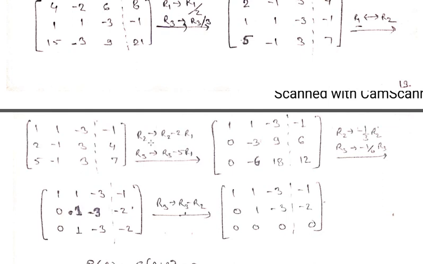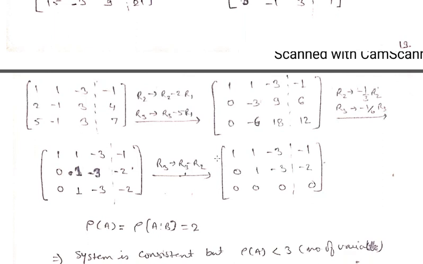So now here we use elementary transformations to convert this 2 and 5 into 0. We replace the second row with r2 minus 2r1 and the third row with r3 minus 5 times r1. So we get this matrix. Again, now we replace the second row with minus 1 by 3 r2, and replace the third row with minus 1 by 6 r3. Hence we get this resultant matrix.